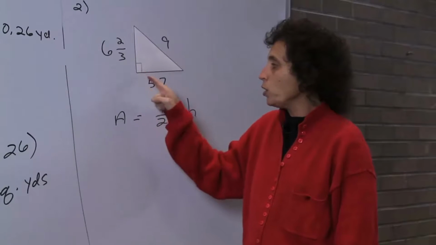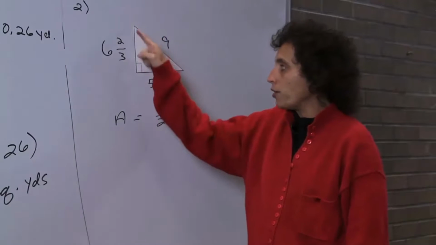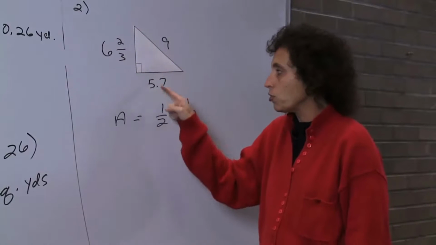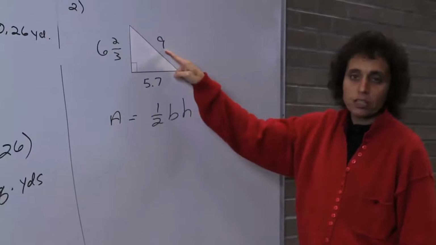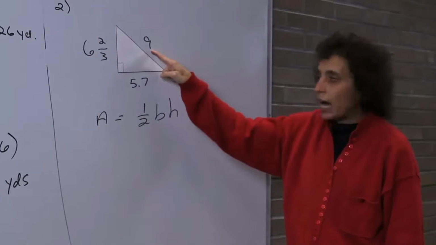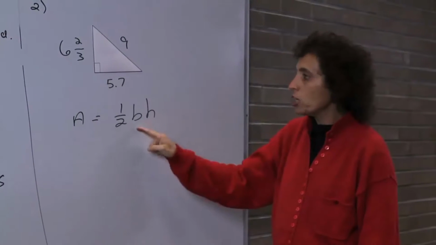The height is always drawn to the base. So wherever the height falls on here, that's the base. So this is the base. This is an unnecessary piece of information, there to make you crazy. So you do not need this number. We just need the base. We just need the height.